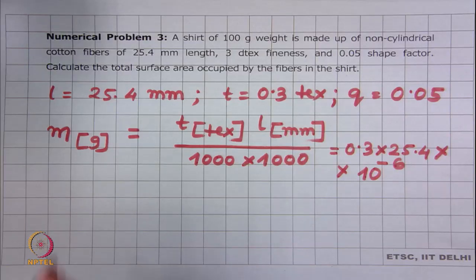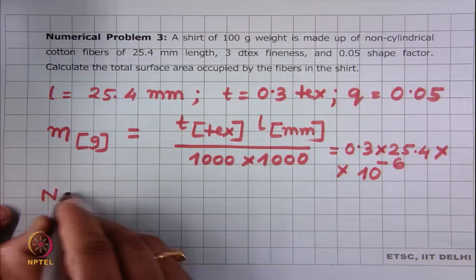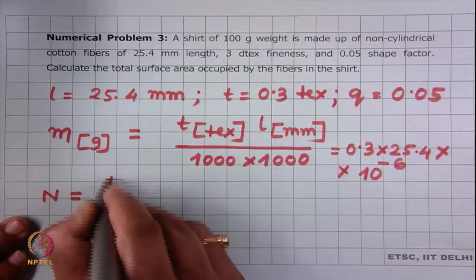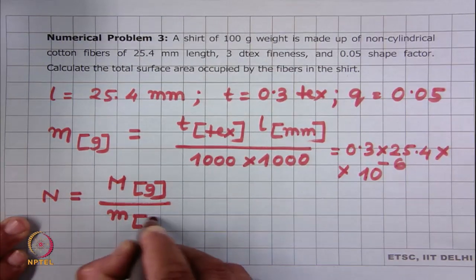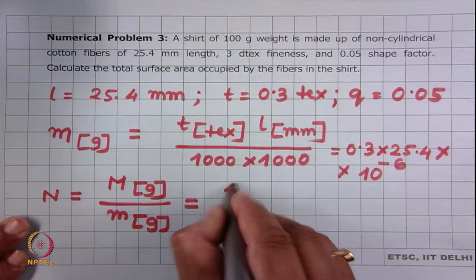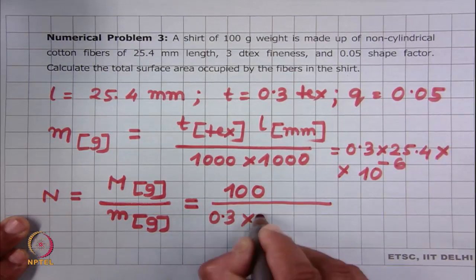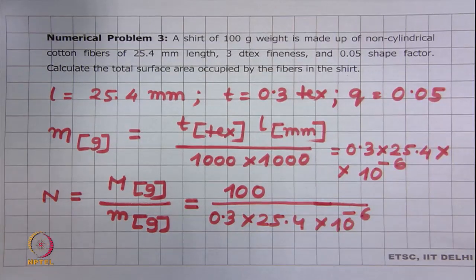Now, how many fibers are present in that shirt? Suppose capital N we use to denote the number of fibers present in the shirt. So, N is the mass of the shirt, say we use capital M, divided by the mass of a single fiber. So, 100 divided by this expression, 10 to the power minus six. Okay.